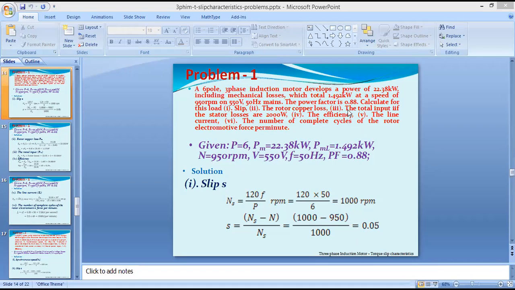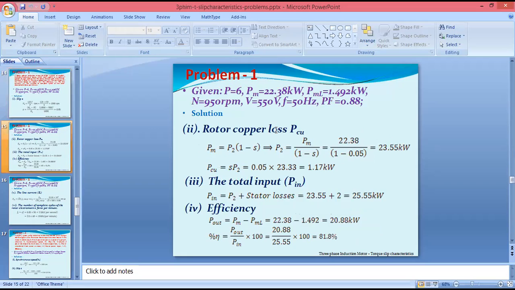Now you are supposed to solve the second part, the rotor copper loss. It means what? PCU. I have already written the same things they have given. We are supposed to find PCU. So now we have the equation for PM, that is mechanical power equal to P2 (1 minus s). We have the value for s, and the value for mechanical power PM. So you can solve this, and you will get the rotor power P2. If you get P2, you have the formula for PCU equal to s into P2.